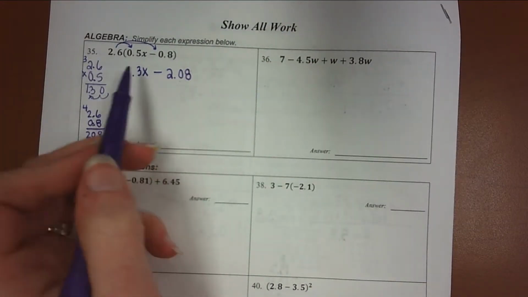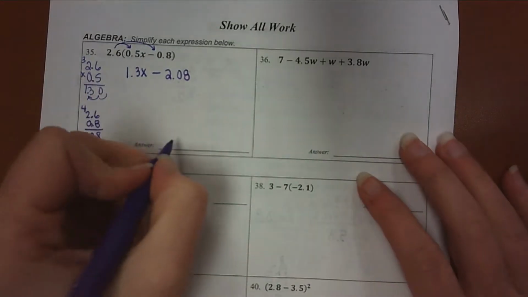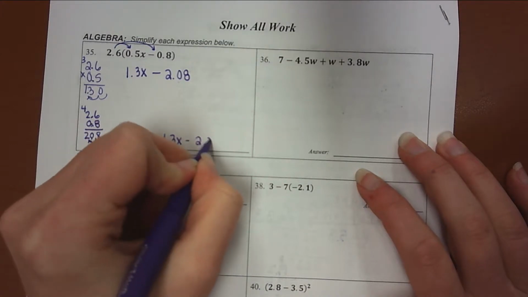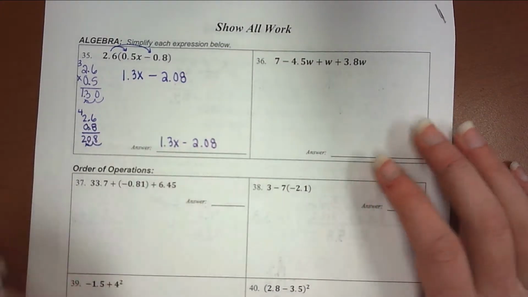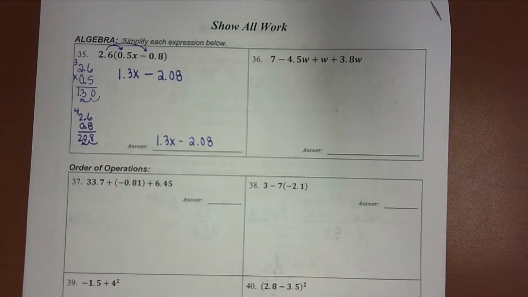I cannot combine these two things because they're not like terms. They do not have the same variable and same exponent. And so my answer here is 1.3x minus 2.08. Notice that there was a 0 here. I don't mind if you have the 0 in your answer, but know that you don't need it because that 0 after the decimal holds no place value. It holds no value to it.